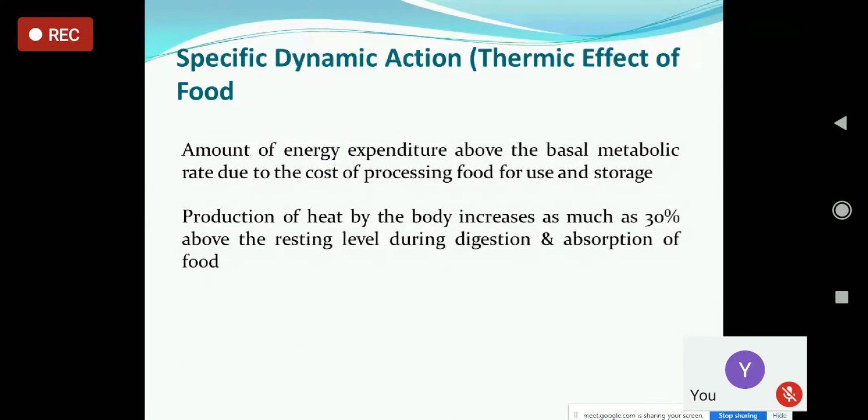Over a 24-hour period, the thermic response to food intake may amount to a significant amount of total energy expenditure. You ingest food, which stimulates metabolism and requires energy to meet the multiple activities of digestion, absorption, metabolism, and storage of the nutrients, and the energy requirement is also different for different types of food you ingest.